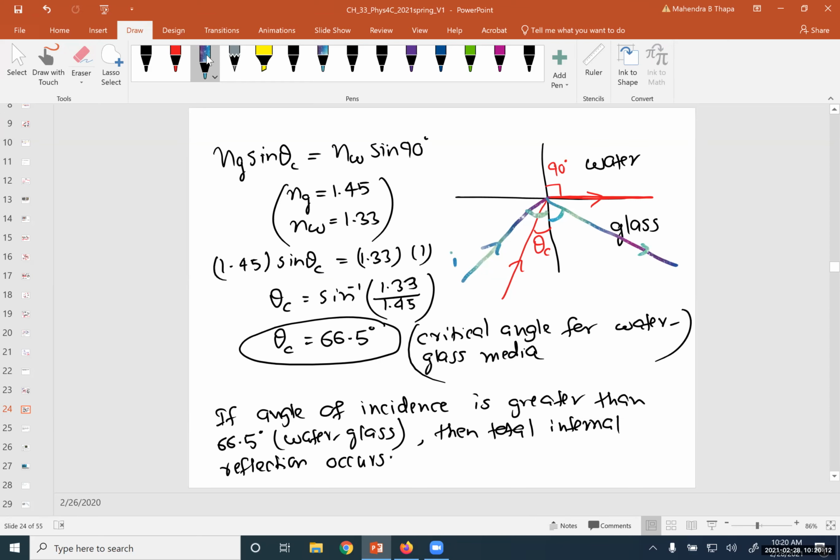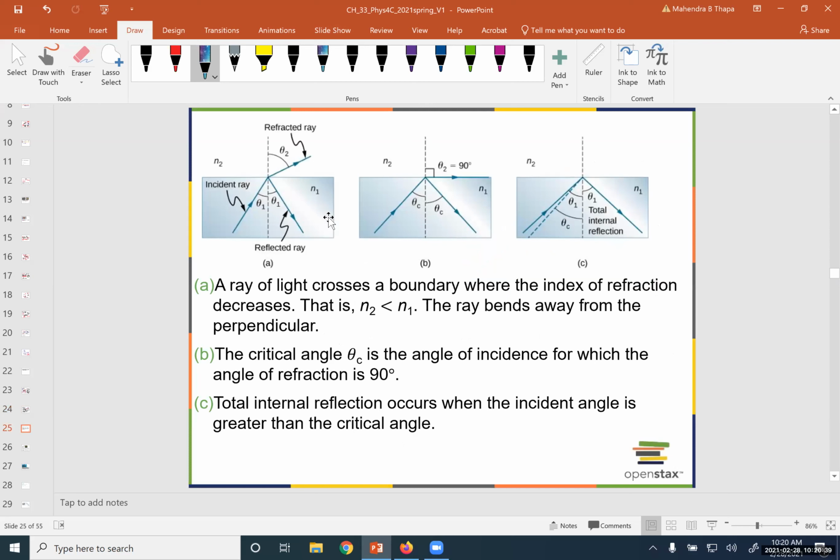So this is the incident ray. This will be the refracted ray. So reflected ray, right? This will be the reflected ray. Let's draw. This will be the reflected ray. Okay. So this is a scenario.